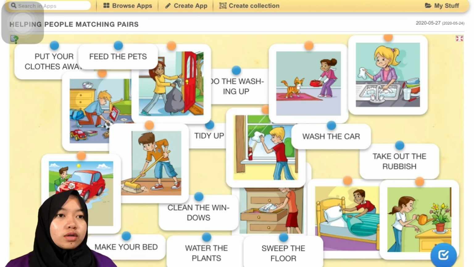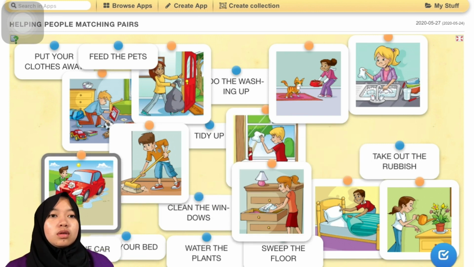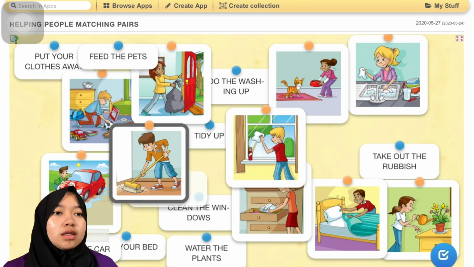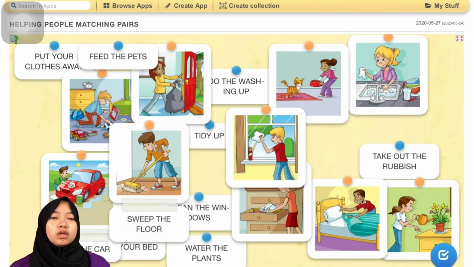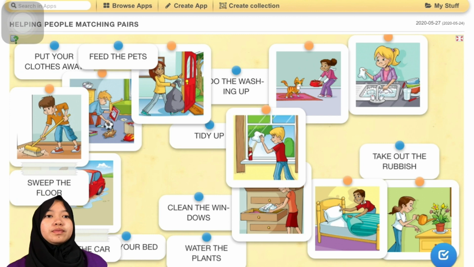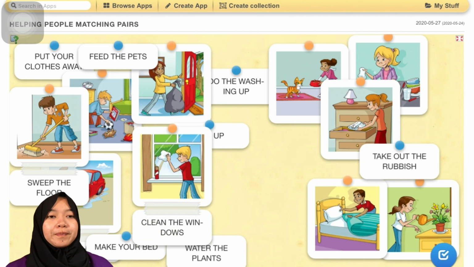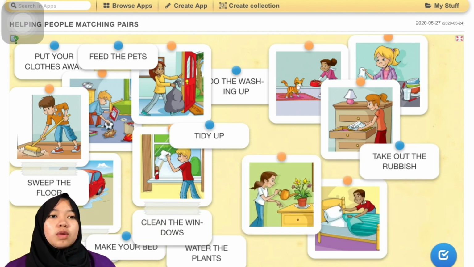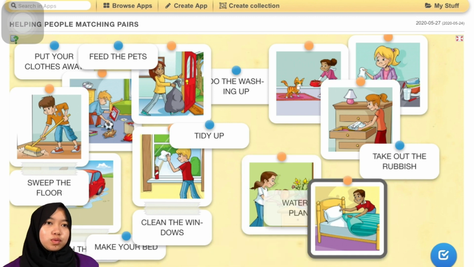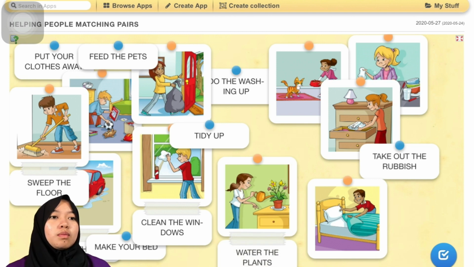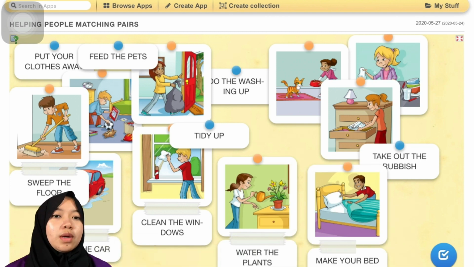First was the car, maybe. Yaps. Perfectly. And then sweep the floor. Okay. Clean the windows. Okay. Perfect. Water the plants. Yaps. Right. Next. Make your bed. Good job.